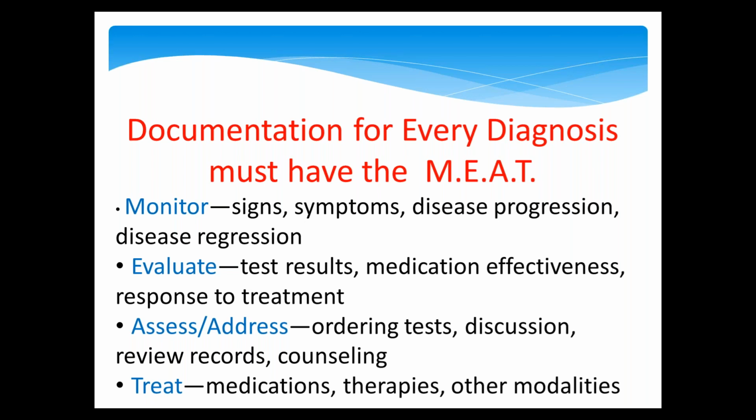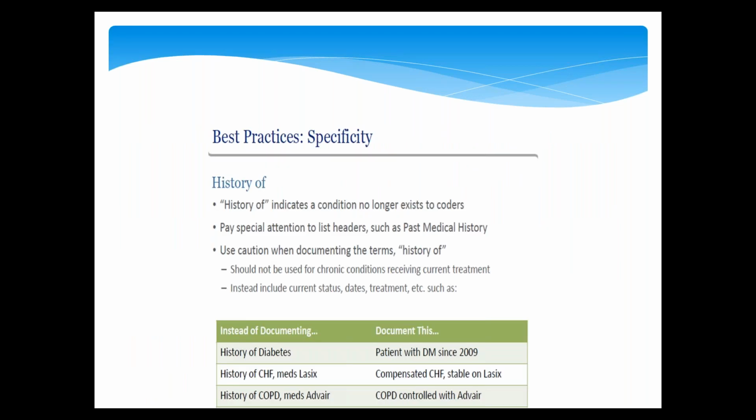So to make sure that diagnosis passes, if CMS is to audit your charts, you have to make sure you have documentation for each of these categories. Specificity is always the best choice. However, you'll see there's a couple of diagnoses where specificity does not apply, but history of indicates the condition no longer exists. You don't want to put that on your chart. So you got to be very careful of that, especially if they're chronic conditions that they're receiving current treatment.